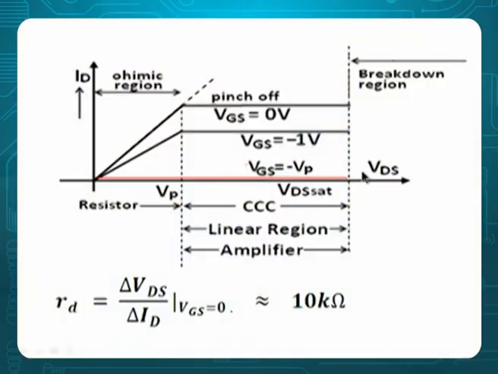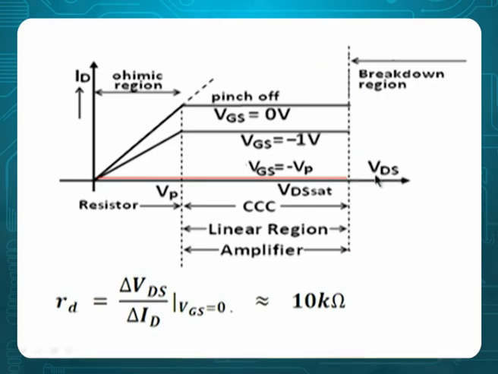Similarly, look at this red curve. For VGS equal to minus VP, current is 0. Then what is the relation between this VP and this VP? This is in terms of VGS, whereas this VP is in terms of VDS. Pinch off in terms of VDS means the point from where ID becomes constant. In terms of VGS, where ID becomes 0 is called pinch off.